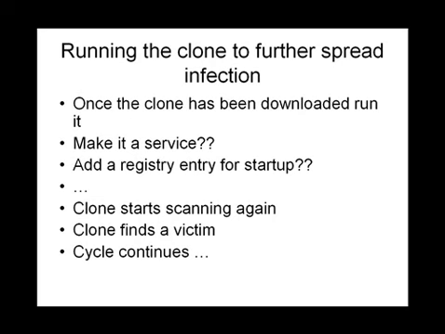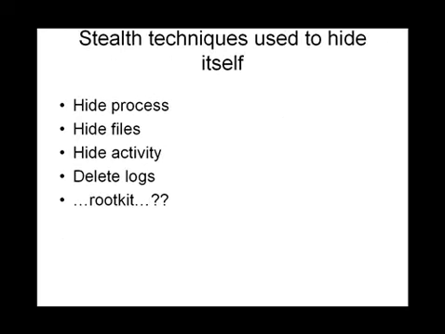Once the worm brings its copy, its clone, onto the victim computer, it goes ahead and executes it. And this copy, or this child, starts finding more and more victims, and once it finds a victim, it goes ahead, exploits it, and gets a copy of itself on that, and so the cycle continues. So this is how the worm spreads infection.